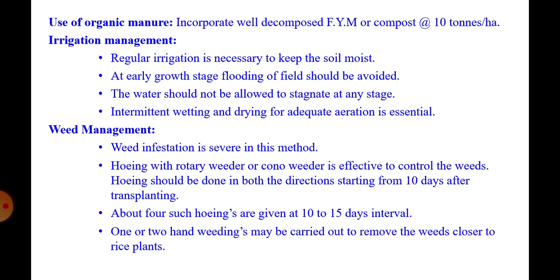Weed management. Weed infestation is severe in this method. Hoeing with a rotary weeder or cone weeder is effective to control the weeds. Hoeing should be done in both directions starting from 10 days after transplanting. Because of wider spacing, we can go for hoeing in both directions. About four such hoeings are given at 10 to 15 days interval. One or two hand weedings may be carried out to remove the weeds closer to rice plants.